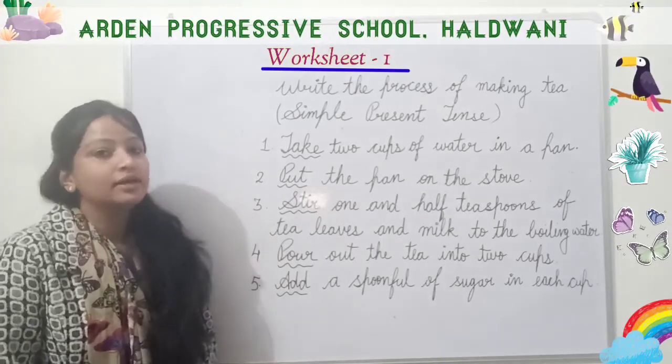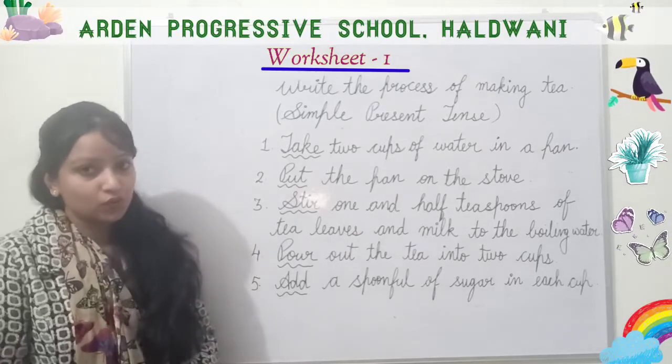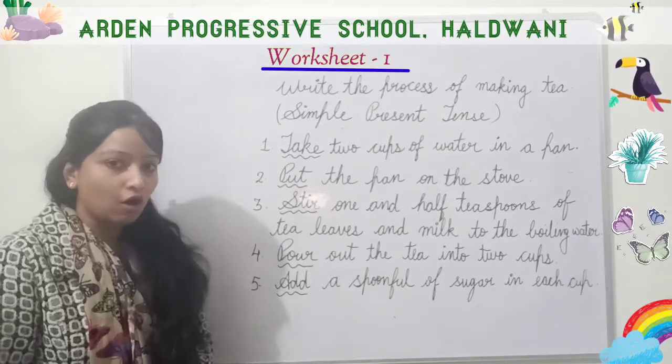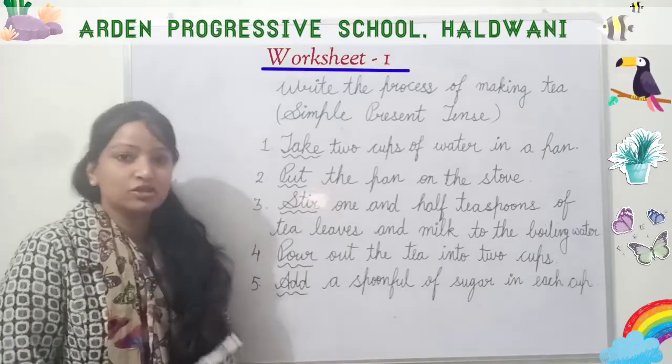Pour out the tea into 2 cups. And the last, add a spoonful of sugar in each cup.